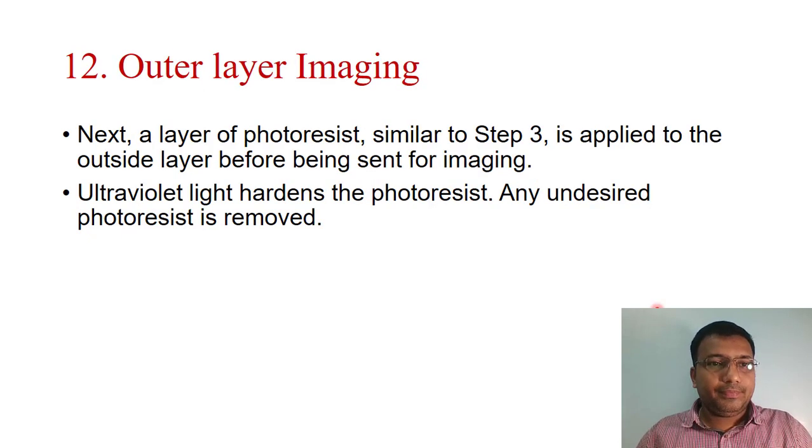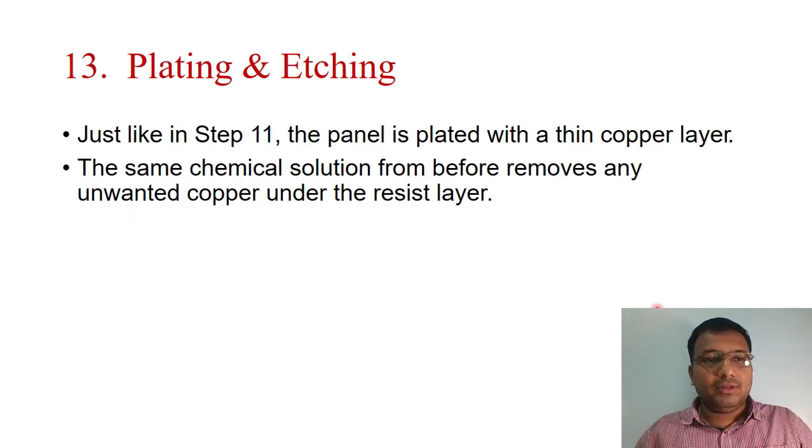Okay. The outer layer imaging, so ultraviolet light, the same as step number 3, outer layer imaging. Again, we need to put ultraviolet light on the photoresist material, and then FeCl3 solution, etching and all. So those steps are repeated for the imaging and etching. So again, etching is important. Etching to remove the unwanted copper. The etching we are going to do in this.